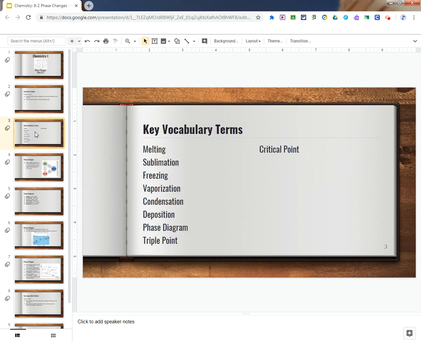As we get started, you will see there are a handful of definitions that you need to be aware of. Again, this is a heavy definition vocab chapter, so make sure you're putting in the time to review these and check Quizlet. So as we get started, let me read these through to you, and then we'll get going. We have melting, sublimation, freezing, vaporization, condensation, deposition, phase diagram, triple point, and critical point.